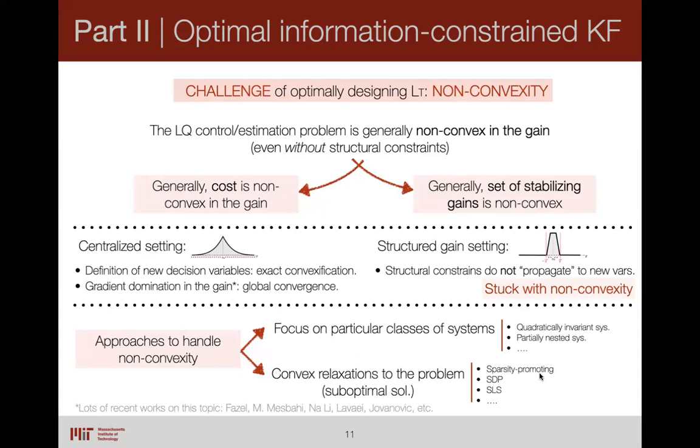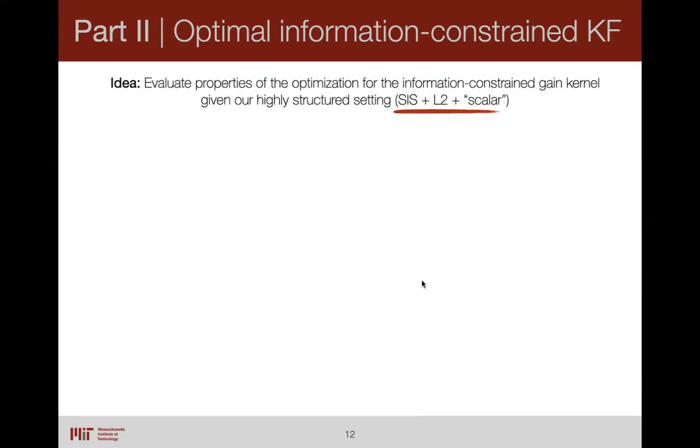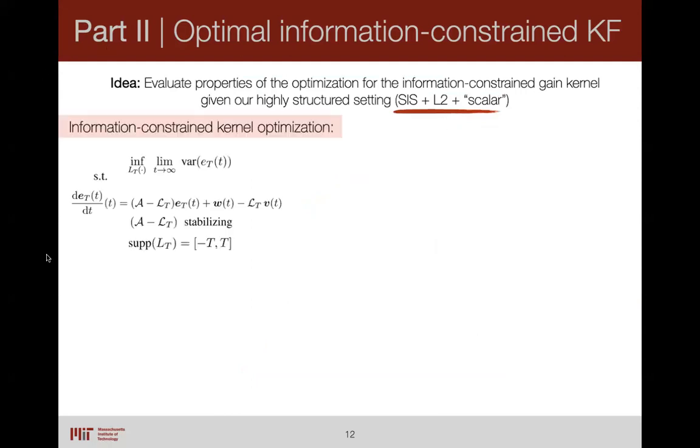Now going back to the problem here, we actually have a lot of structure in this problem, because we are assuming this shift invariance in the spatial coordinate. We are working in L2 spaces, and then we have this additional assumption of having a scalar value of our field that we're trying to estimate at each x and t. So the idea here is, let's try to write down the optimization problem for my structured gain, and let's try to derive its properties.